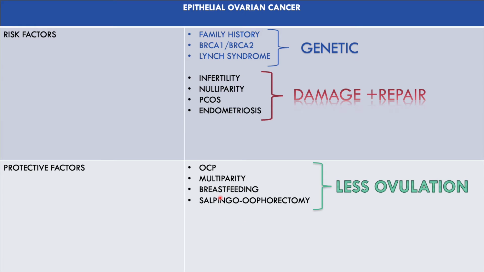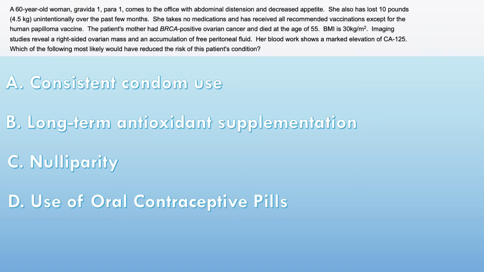For example, multiparity, same idea. A pregnancy gives a break to the ovaries, in other words. Breastfeeding, same idea. Remember that breastfeeding women do not get pregnant because of prolactin. And salpingo- or oophorectomy, obviously if she removed the entire thing, where is cancer going to come from? So, which of these protective factors do you think is in our patient?